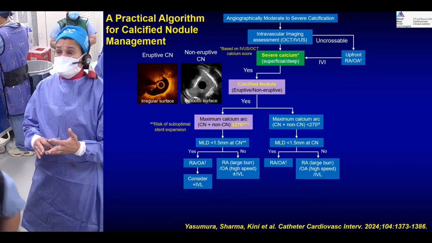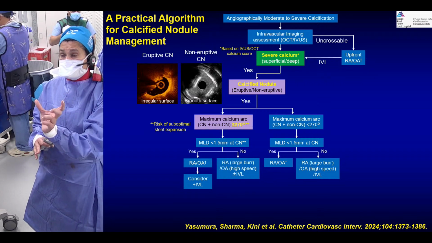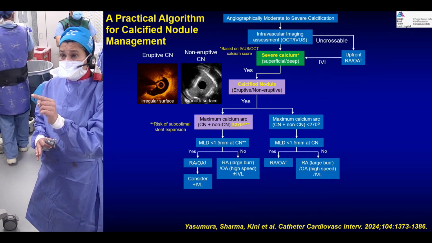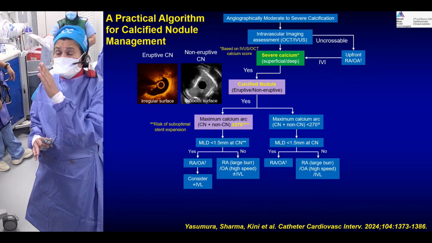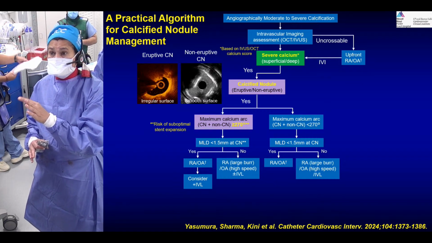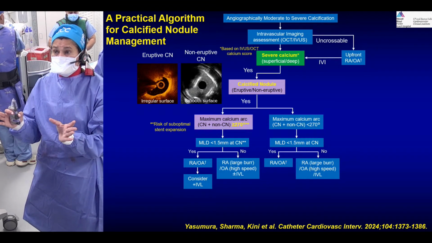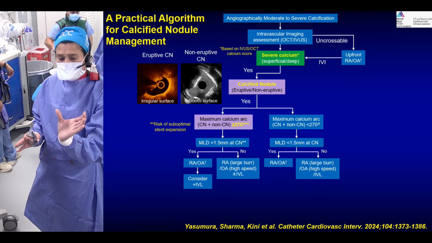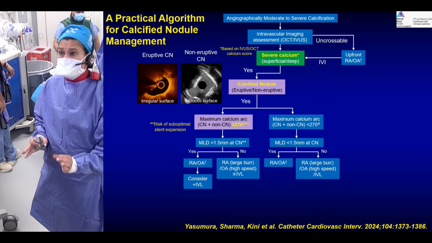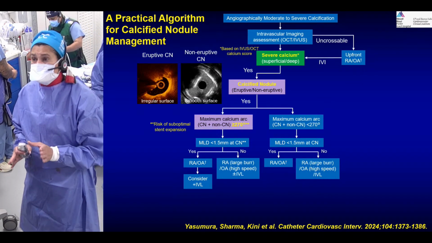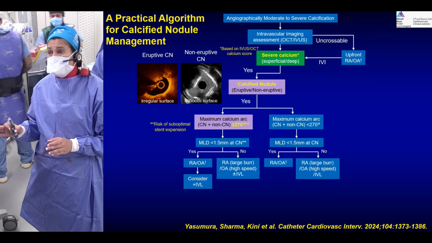So if your nodule is there and you have a calcium arc that's more than 270, you were able to do imaging, and your MLD is less than 1.5, you first have to do rotational atherectomy or OA depending on what you want to do. So what is the difference between the two? If the arc of calcium is 270 or bigger, you need additional atherectomy, which means in this case we use IVL. If the arc of calcium is small, you do nothing.